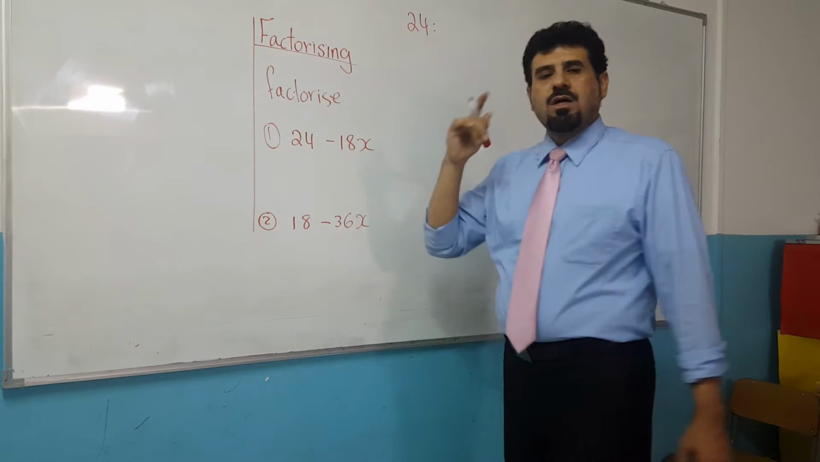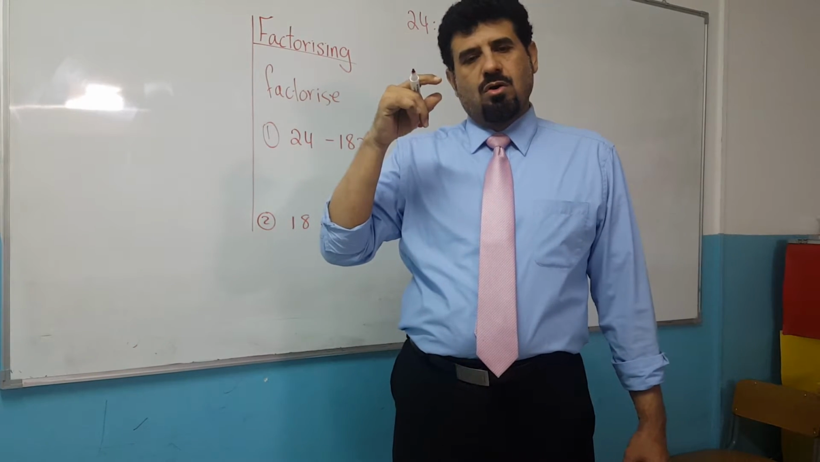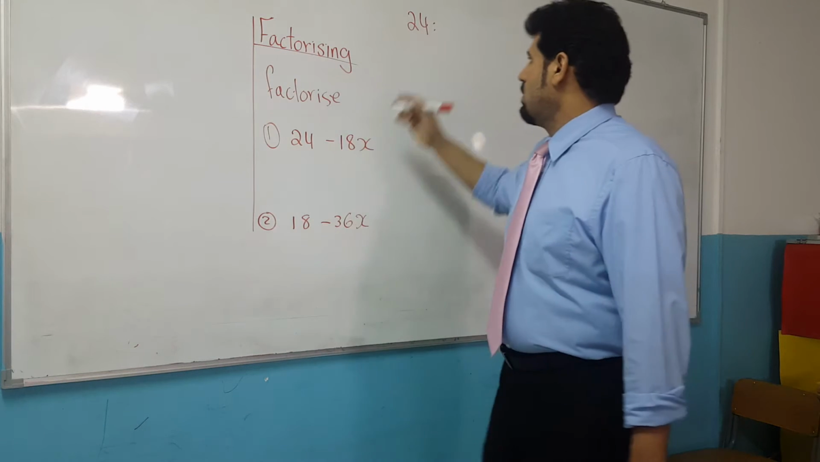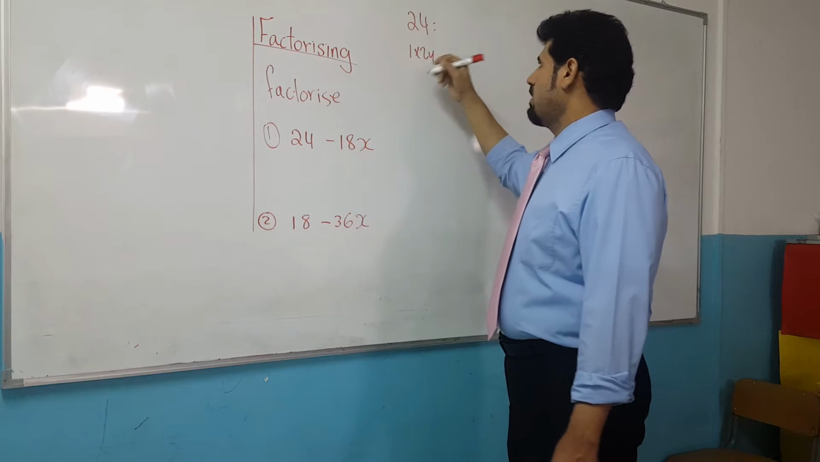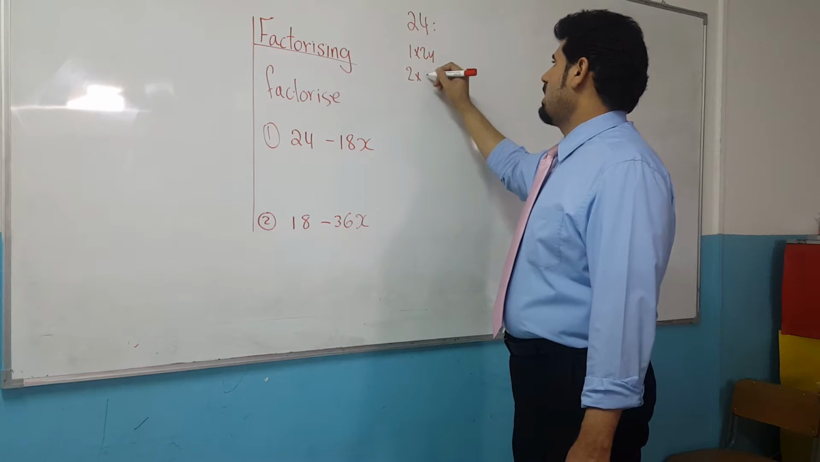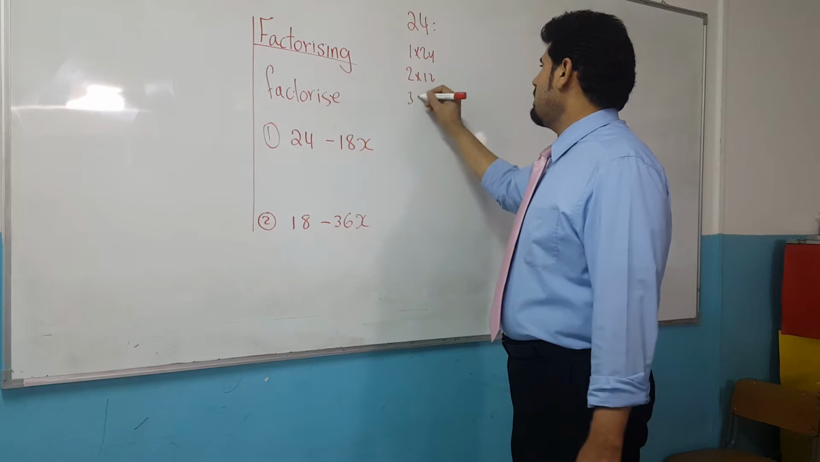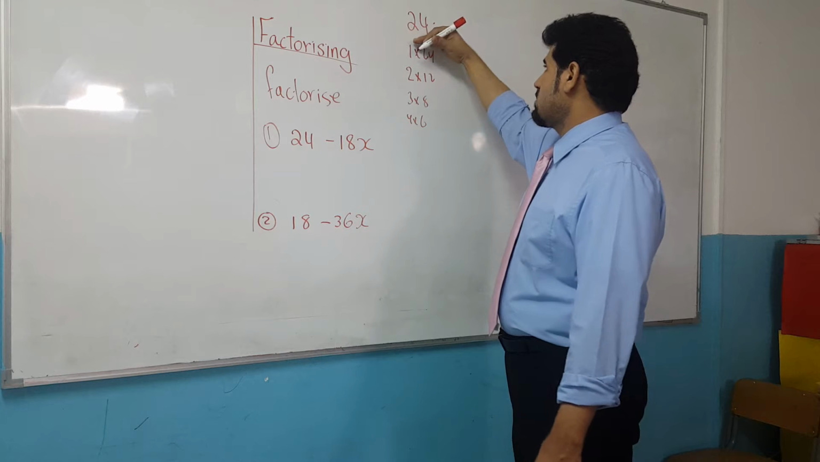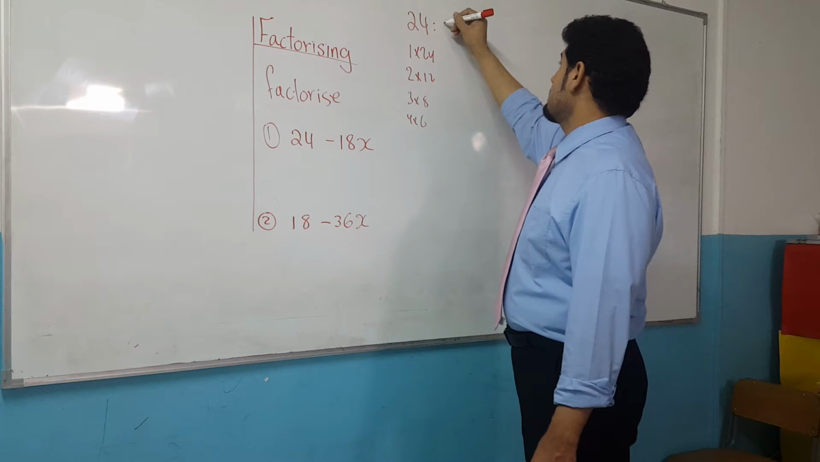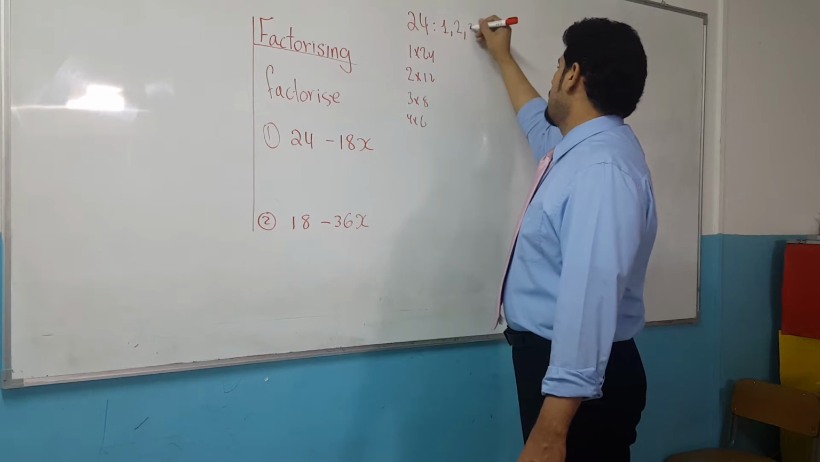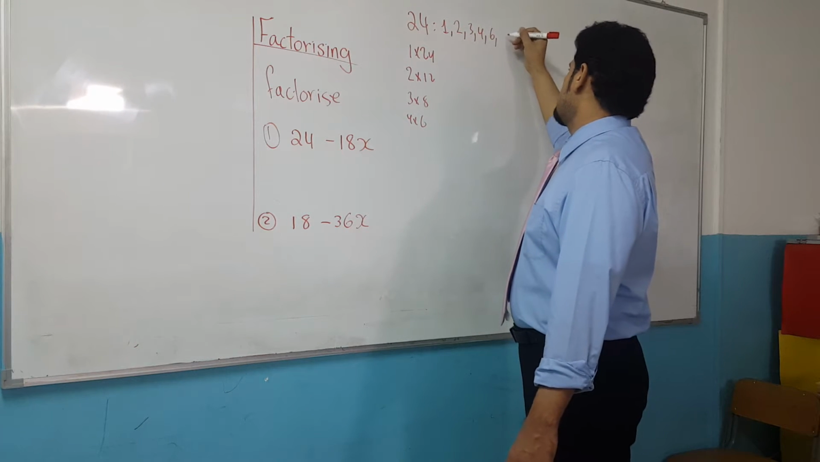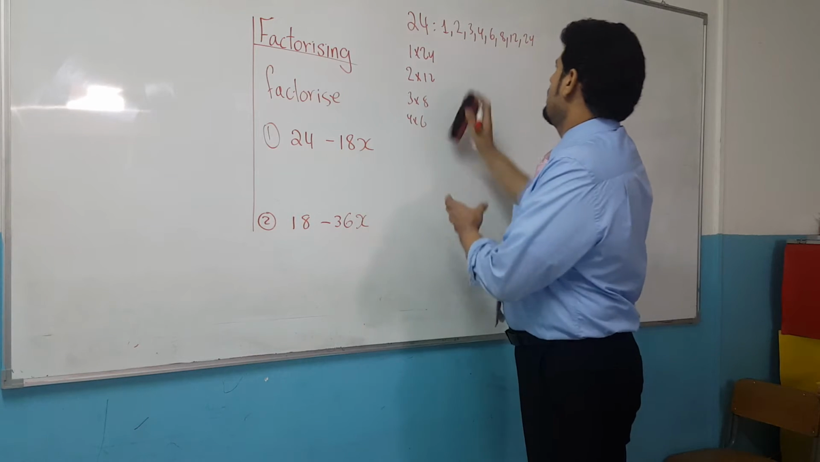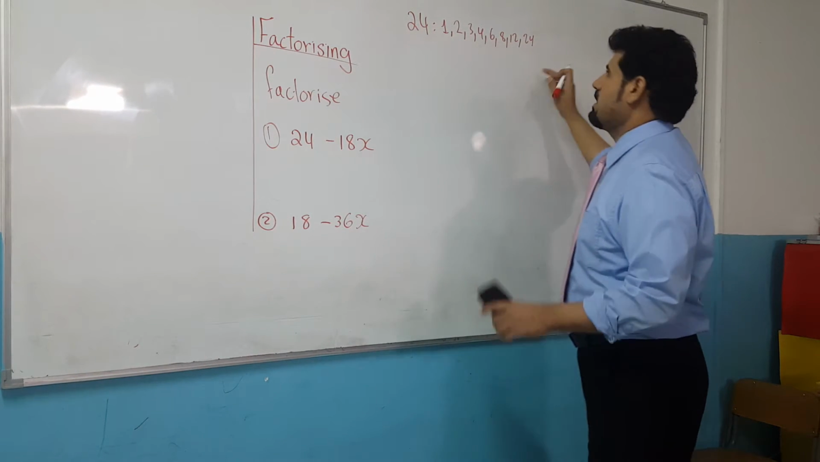So 24, you need to think about all the multiplications that will give you 24. So 1 times 24 is 24. 2 times 12 is 24. 3 times 8 is 24. 4 times 6 is 24. So the factors of 24 are all these numbers: 1, 2, 3, 4, 6, 8, 12, and 24. So now I know the list of all the factors of 24.